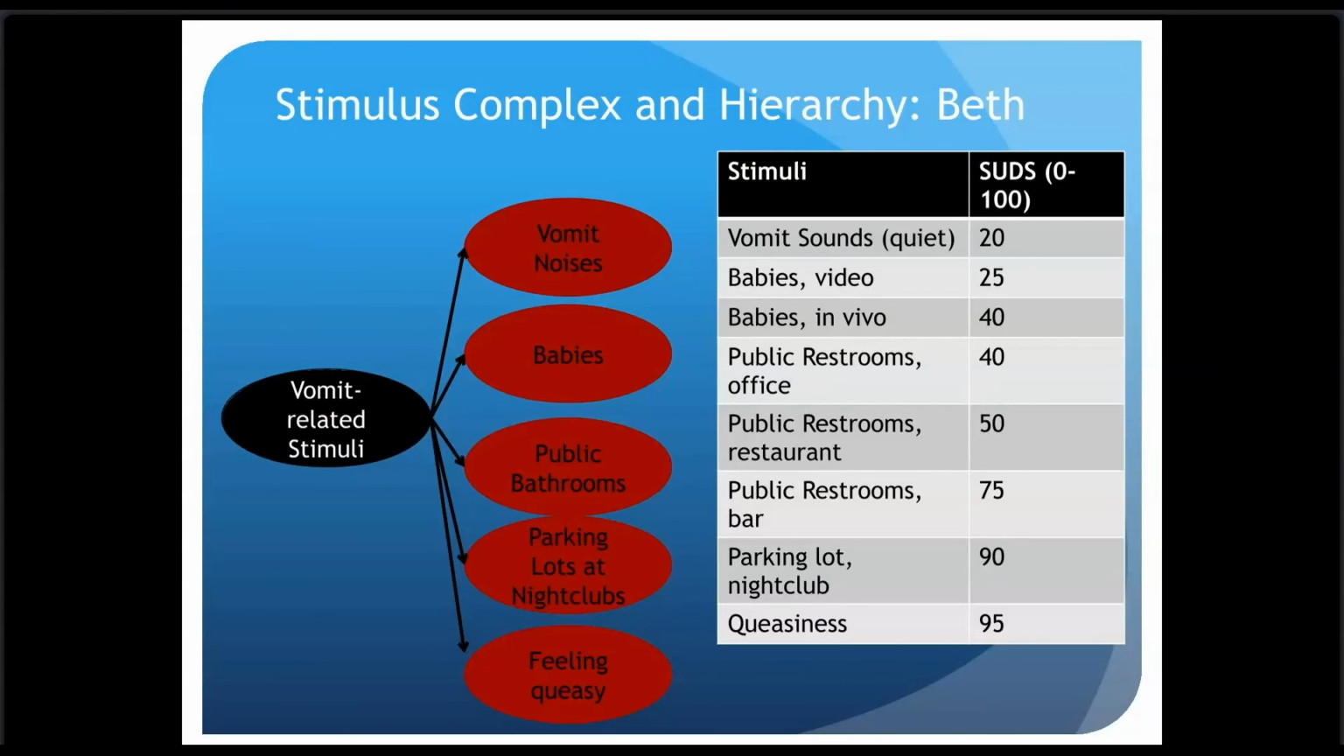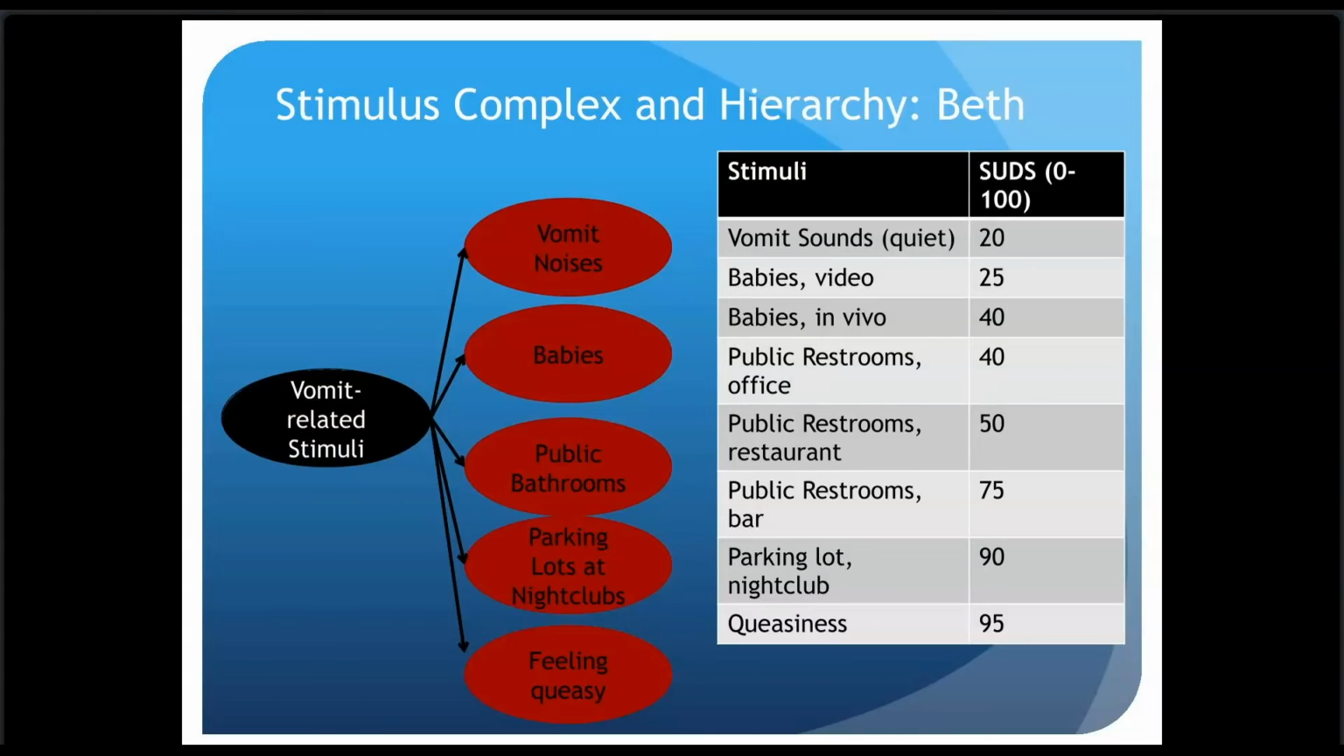Some videos of babies vomiting, being in the presence of babies in person, which, by the way, in her community, babies are around and easily accessible in her family. She worked in an office, so going to the public restroom there was an issue.